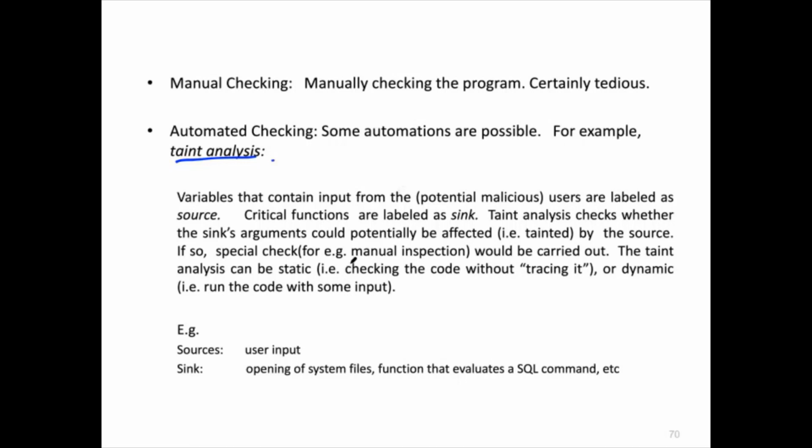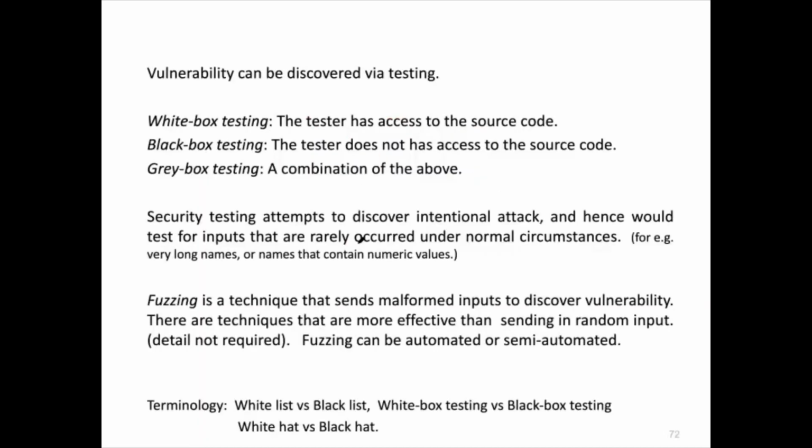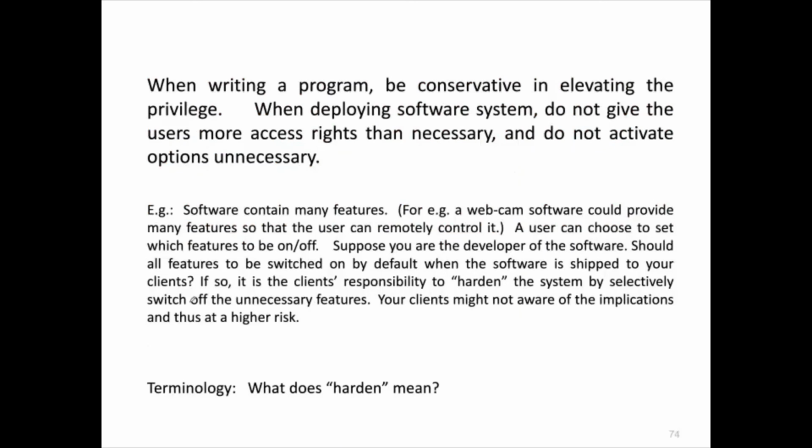And testing, of course. We can do a lot of testing using white box testing, where the tester has access to the code, or black box, gray box, or something called fuzzing, which randomly feeds in different inputs until the program crashes. This also applies to TOCTOU, time of check, time of use.